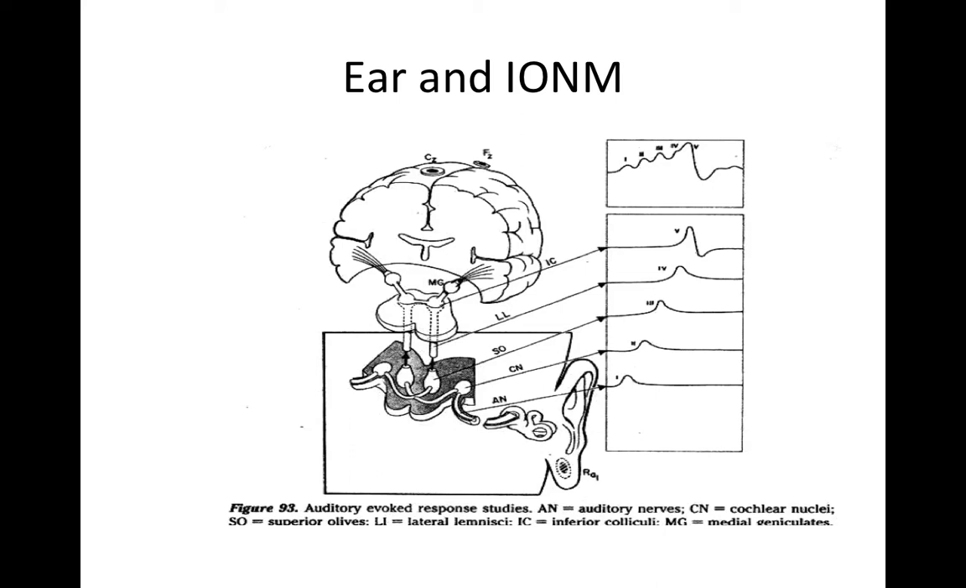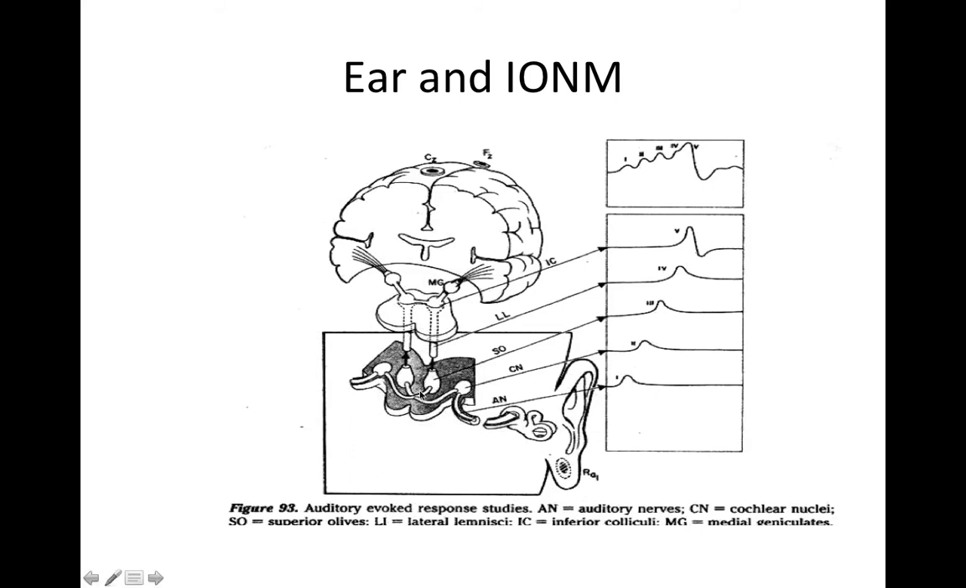Superior olivary complex. And this is actually where this picture is incorrect. From the cochlear nucleus, it goes to the contralateral superior olivary complex. So wave 3 is actually generated from the contralateral superior olivary complex in the pontomedullary junction.